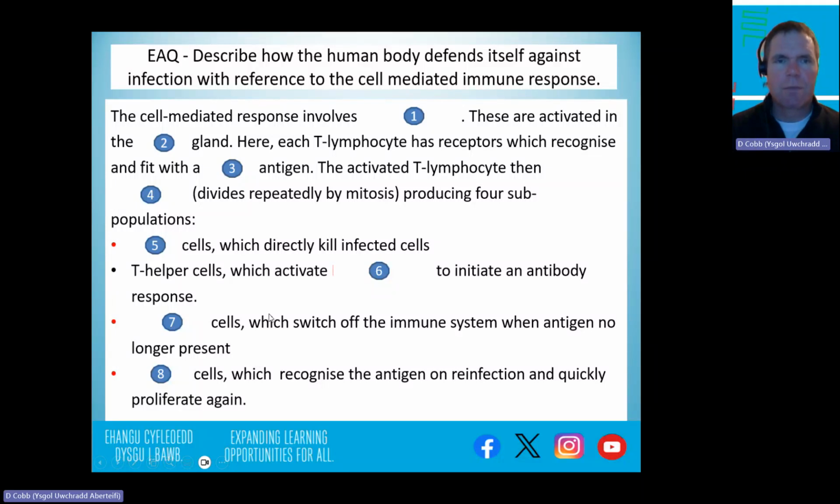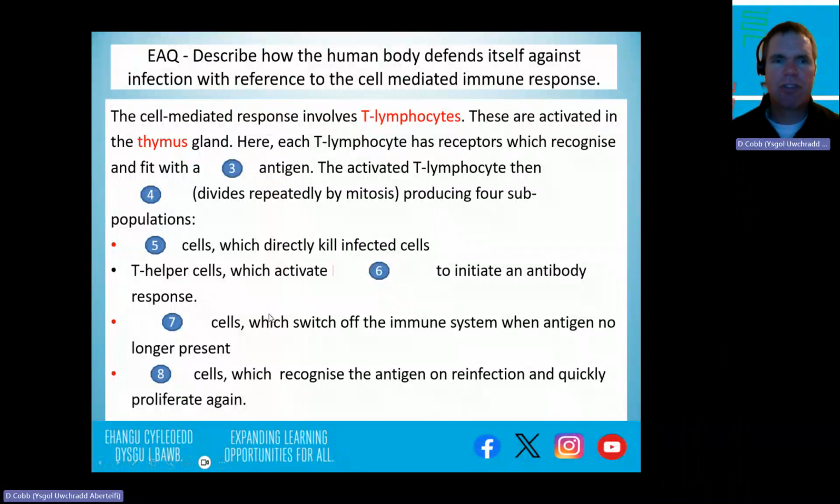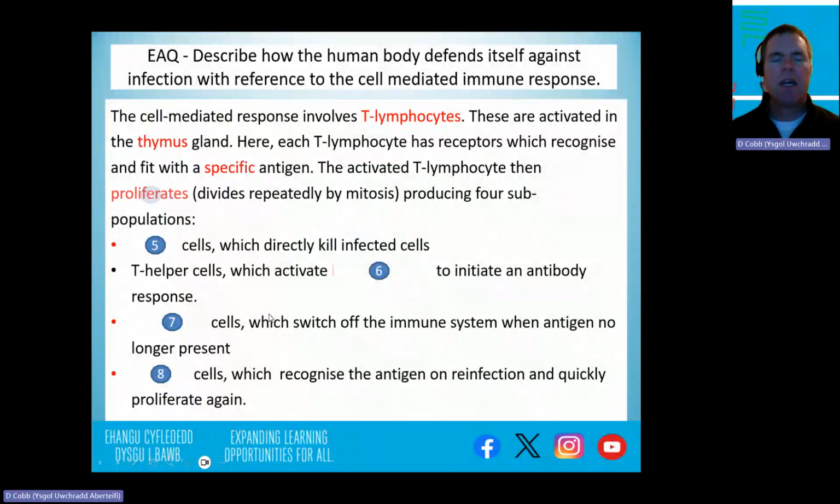Let's have a look at the answers. The cell-mediated response involves T lymphocytes. They are activated in the thymus gland, or they proliferate from the thymus gland, or they're selected in the thymus gland. Each T lymphocyte has receptors which recognize and fit with a specific antigen, and then that T lymphocyte proliferates.